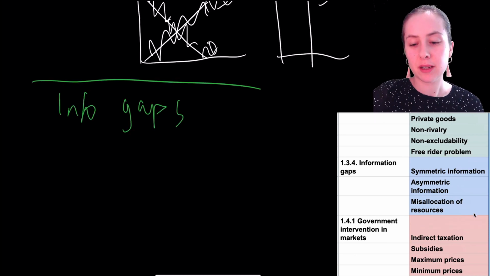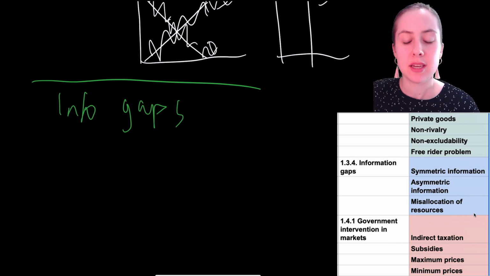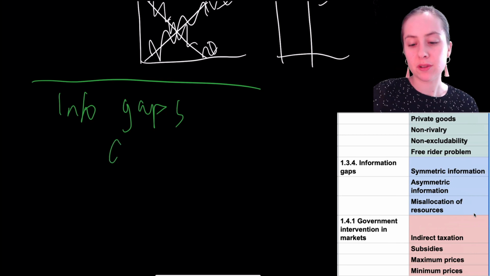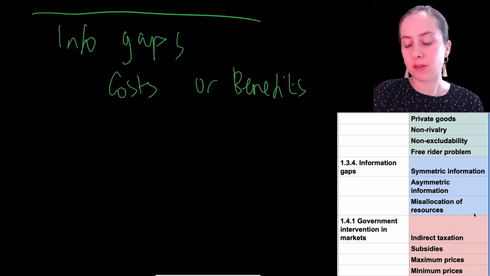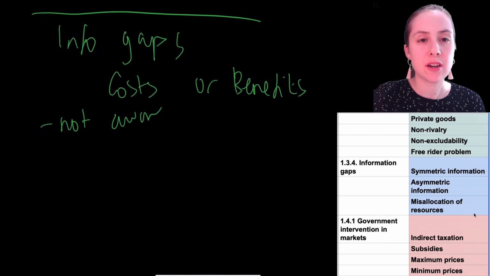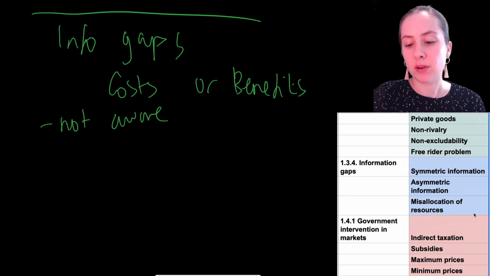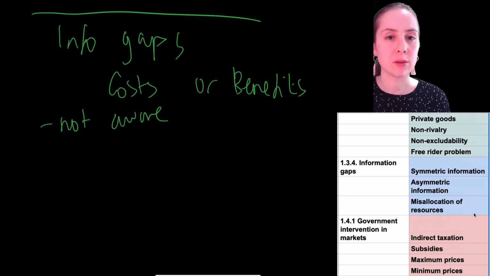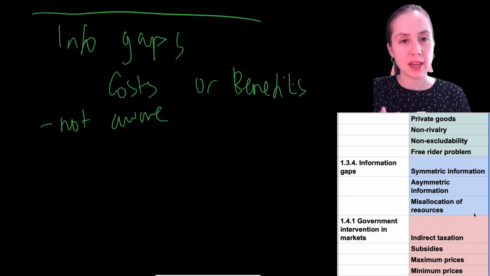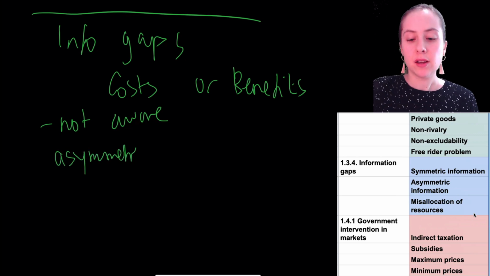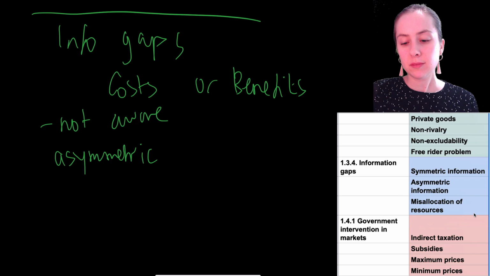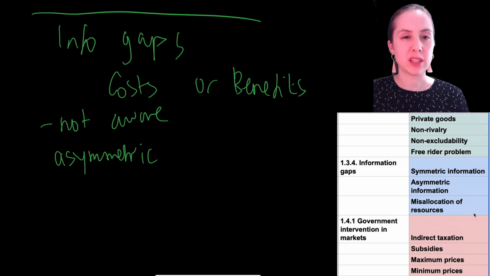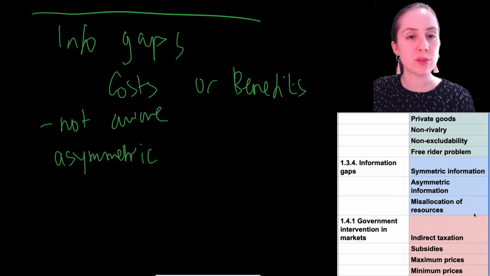Information gaps are when the consumer or the producer isn't fully clued up on the costs or the benefits of something. So for example, they might not be aware what kinds of foods might cause obesity. Or they might not be aware of all the chemicals inside cigarettes because perhaps it's not published on the packet. You have asymmetric information when one party knows more than the other. So for example, maybe the cigarette company knows more than the average consumer.